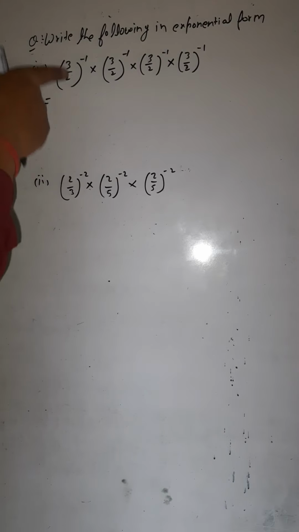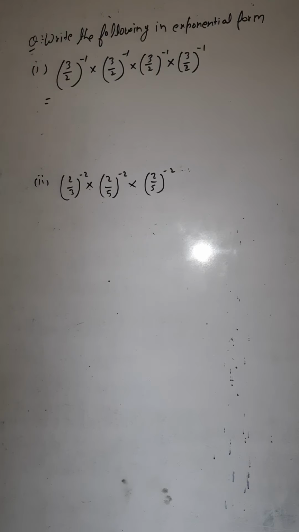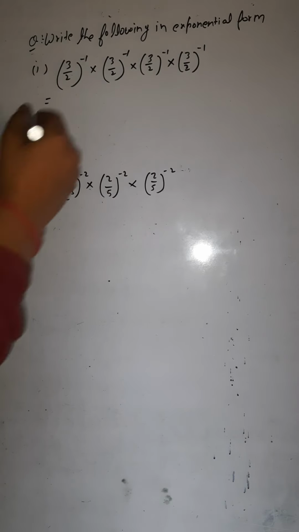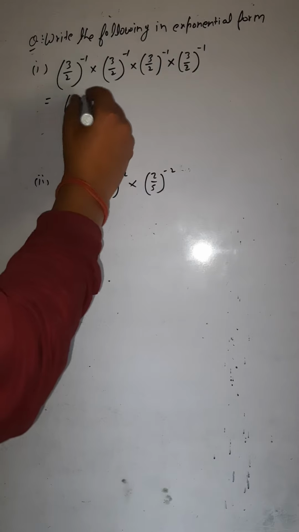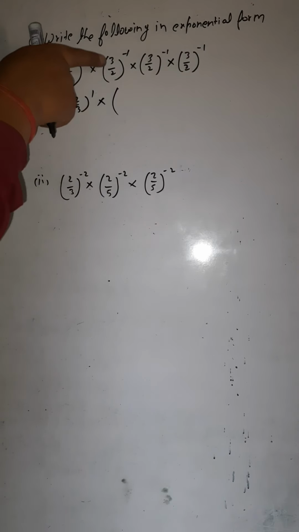First thing is to make the power positive. You can make the power positive by writing the reciprocal of the inside one. It is (3/2) raised to the power minus 1. So I can write it as (2/3) raised to the power plus 1. Clear to you? Good. Similarly here, (2/3) raised to the power plus 1.